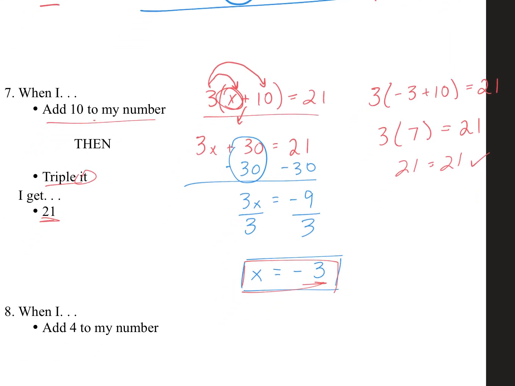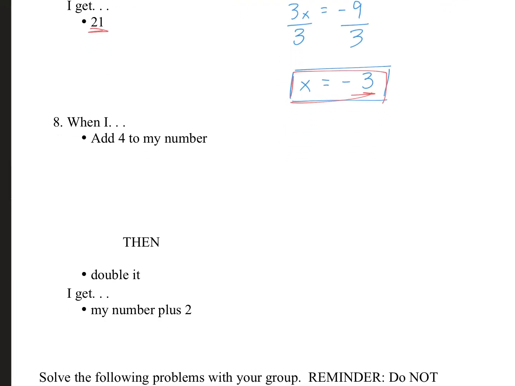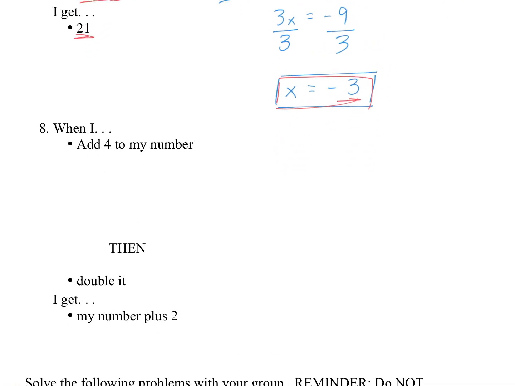In the last two examples that we did, we had to use the distributive property. So this example is probably going to be no different. Try this one on your own. Use the last two problems to guide you, and of course, work in your groups. We'll come back as a group in just a couple of minutes to talk about number 8.